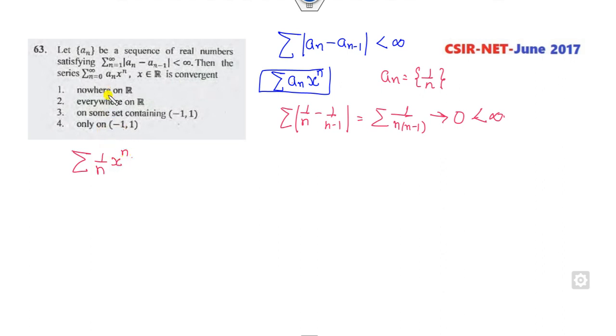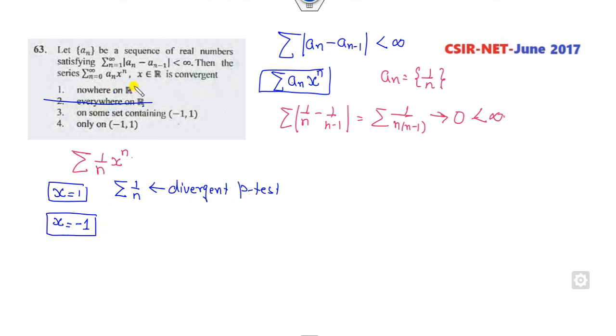It converges nowhere, it converges everywhere, and so on. When will it converge? If I simply take x as 1, the series will be divergent always by the p-test. So it cannot converge everywhere on the real line, and nowhere convergent is also cancelled out. If I take x as minus 1, which belongs to the real line, then the series is minus 1 raised to power n over n. It is convergent by the Leibniz test. So nowhere convergent cancels out, and the first and second options cancel out.